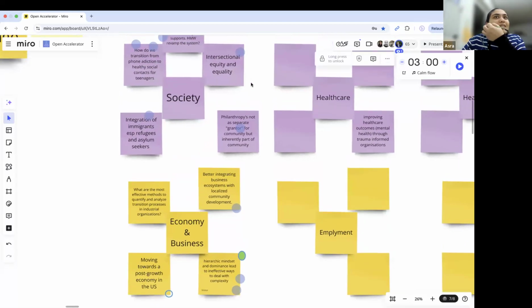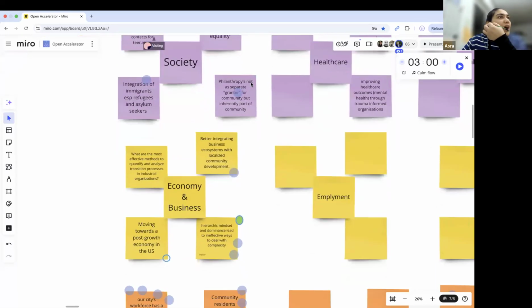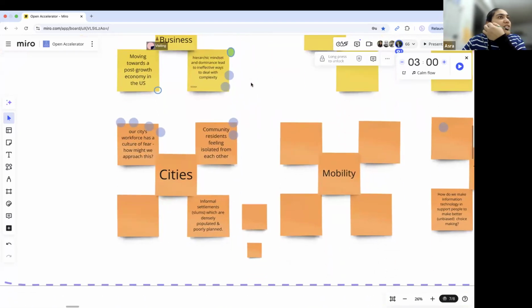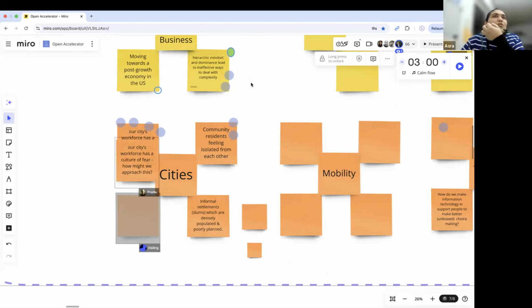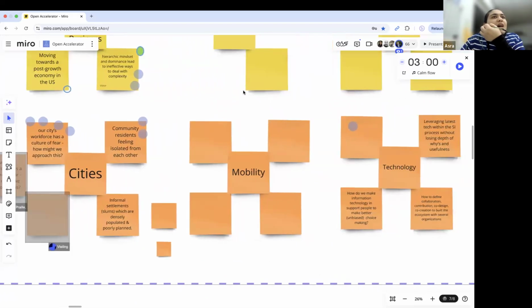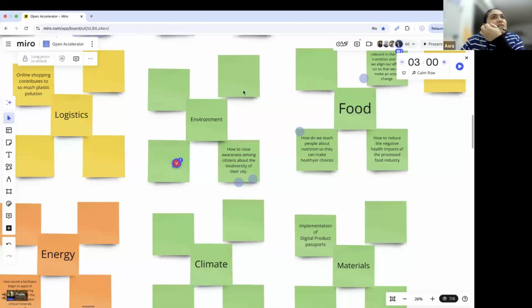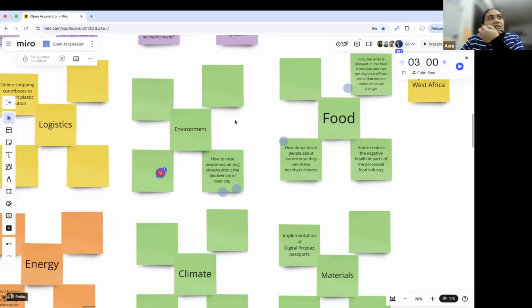We also have some good attention around cities. Our city's workforce has a culture of fear. How might we approach this? And community residents are feeling isolated from each other. How would we like to overcome that? And we have here under environment, how to raise awareness among citizens about the biodiversity of their city.